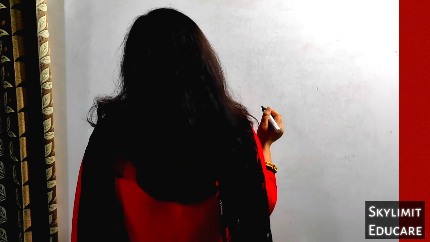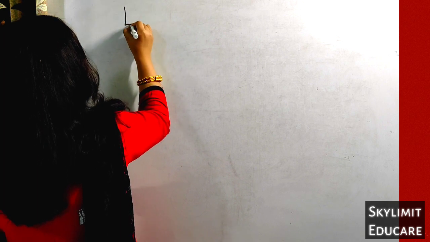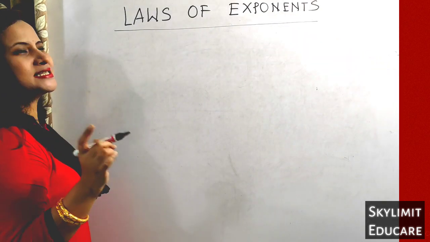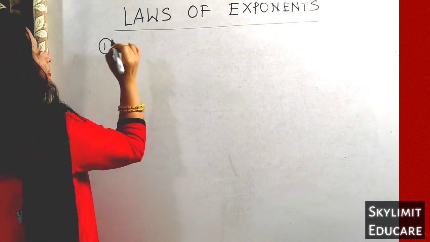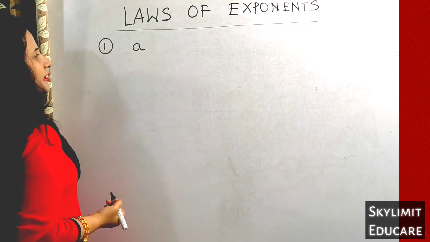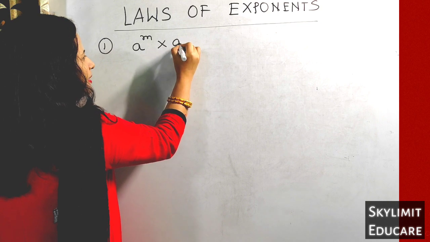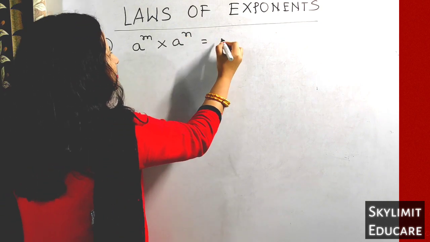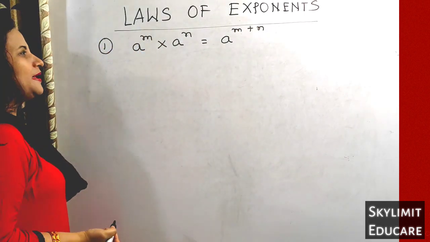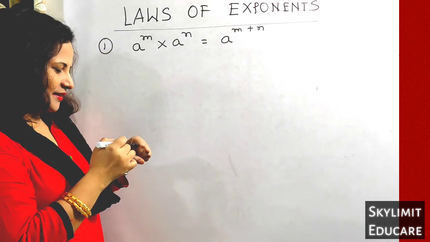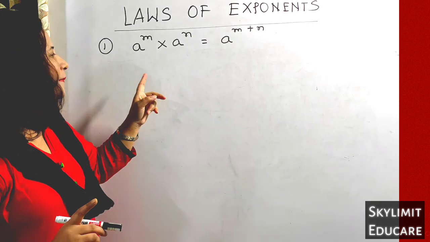So today, most importantly, we are going to discuss the laws of exponents. Let us come to the first law. The first law of exponents is like that: any number a having the power m multiplied to the same number a having the power n is equal to a to the power of m plus n. I'll be explaining all this, don't worry. Here a is a variable we are taking.